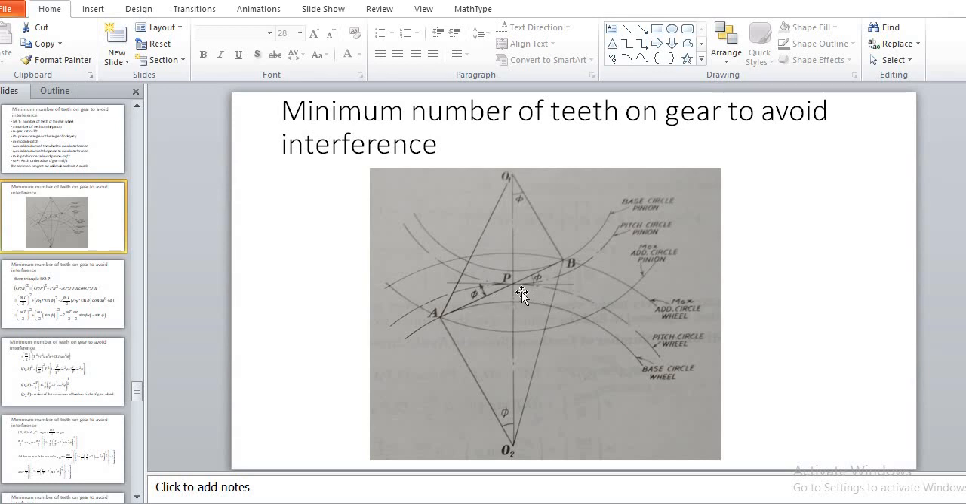This is the pressure angle. The pressure angle phi is the same for the gear and pinion. So this diagram represents the base circle, pitch circle, and maximum addendum circle. Now the pitch circle of the gear and the pitch circle of the pinion come in contact at a common point P.